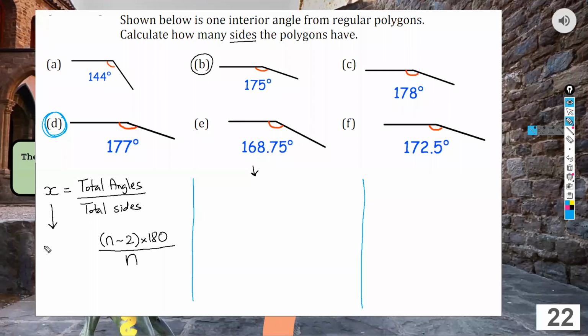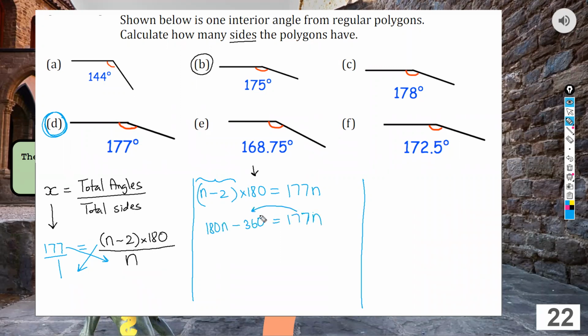All right. So in D, the given angle, the individual angle is 177. So we have to cross multiply again. Anything by 1 is itself. And 177 by N is 177N. Multiply everyone inside here by 180. Okay. So you get 180N minus 360. And this is equal to 177N.